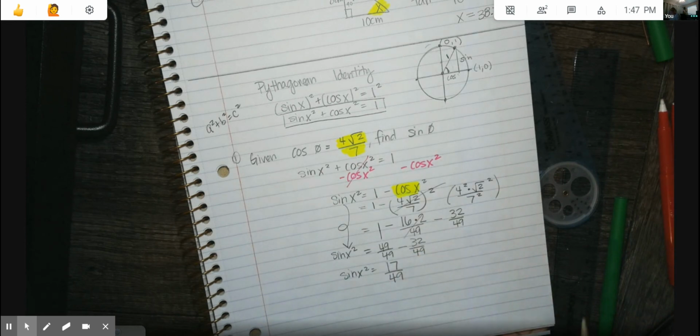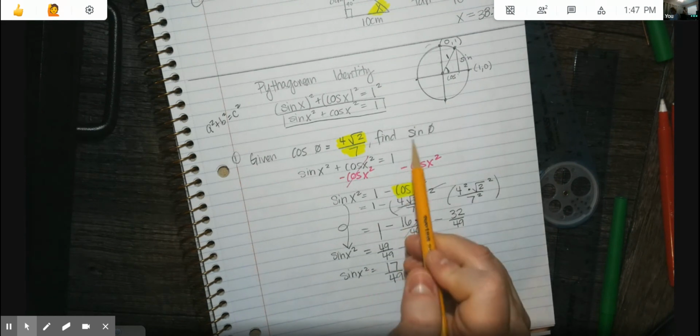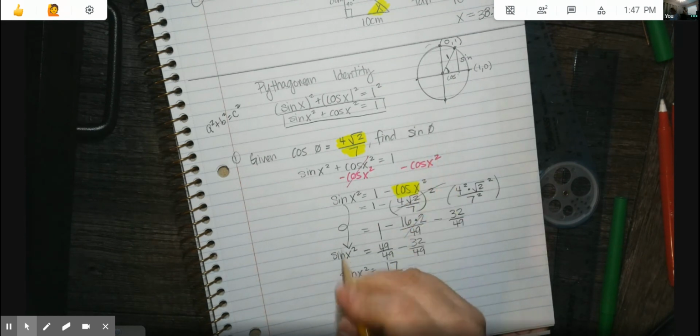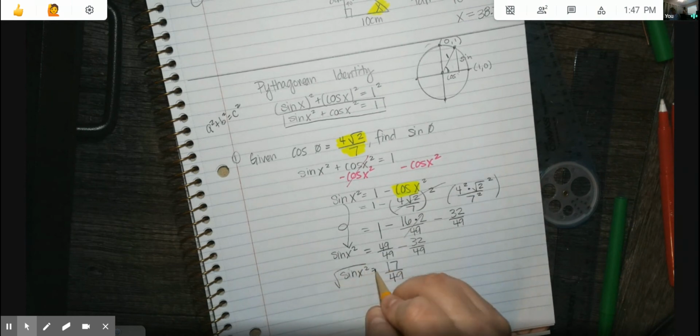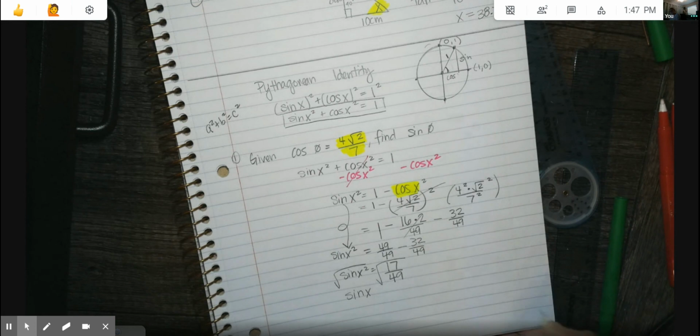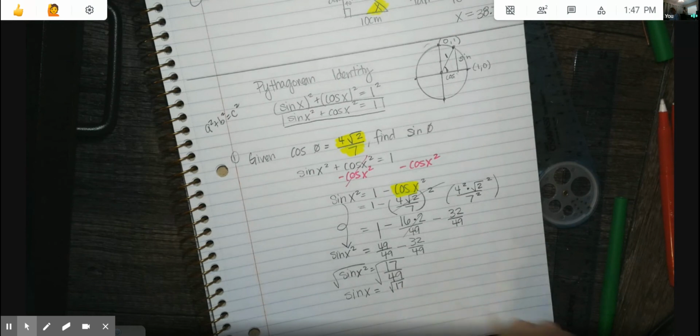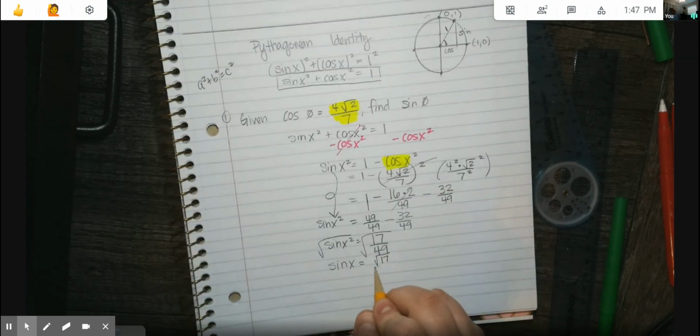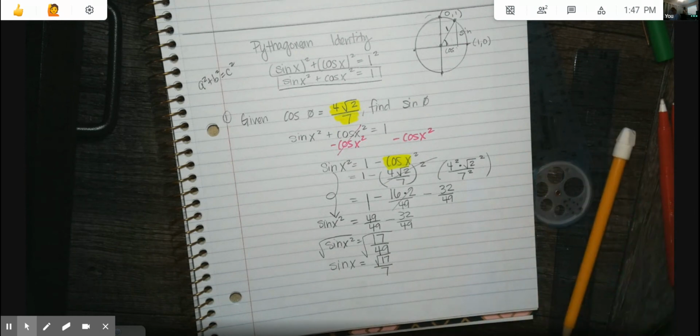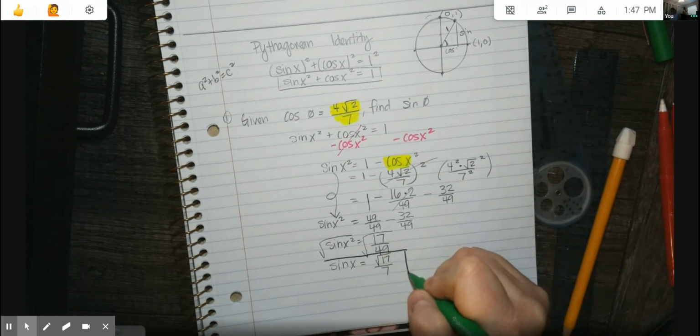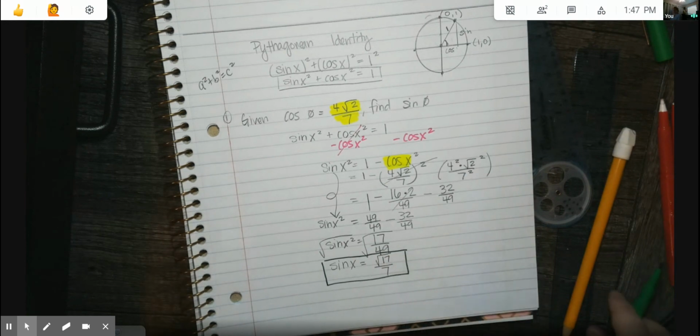over 49. But we're not trying to solve for sine of x squared. We're trying to solve for sine. So undo the square root, but whatever you do to one side, you must do to the other. The square root of sine of x squared is just sine of x. The square root of 17 cannot be simplified any further. So we're going to leave that under the radical as the square root of 17. But the square root of 49 can be simplified to 7. That is our final answer. The sine of x is equal to the square root of 17 divided by 7.